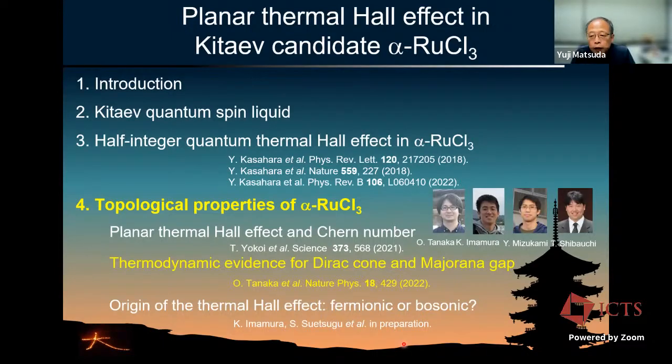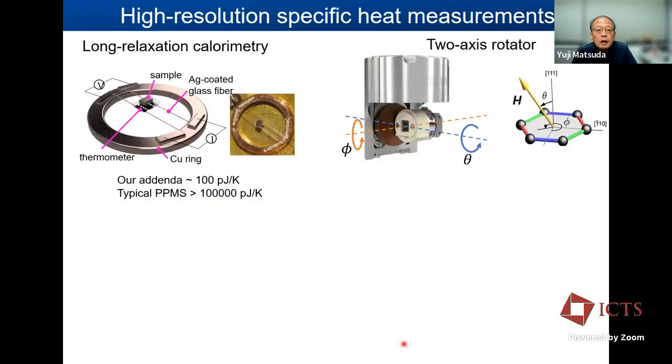This experiment has mainly been done by Takashi Shibauchi's group. They measure the specific heat very accurately on a very tiny crystal. Actually, a very tiny crystal is necessary for the specific heat measurement, because small bending strongly influences the specific heat. So we use the local relaxation calorimetry, and the addenda specific heat is less than 0.1% of the typical PPMS, and we need to apply the magnetic field very accurately parallel to the crystal axis.